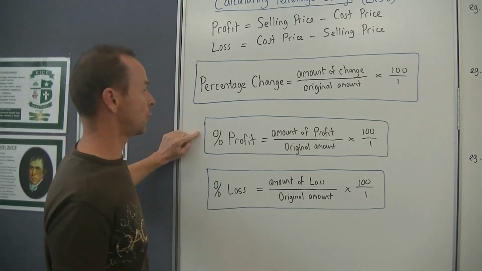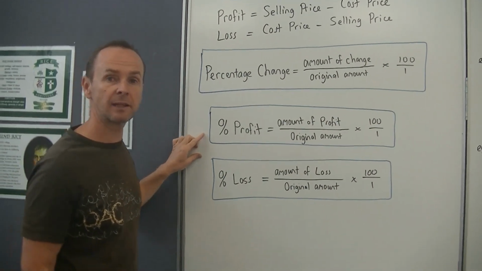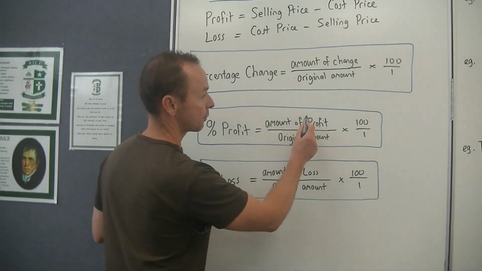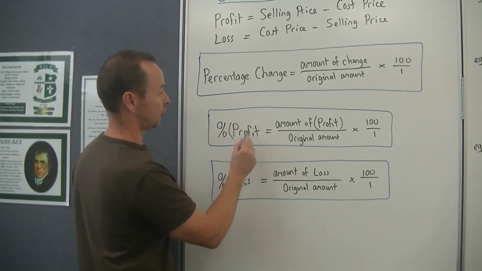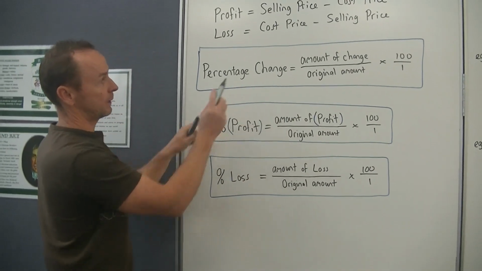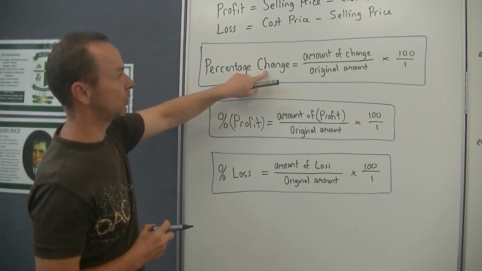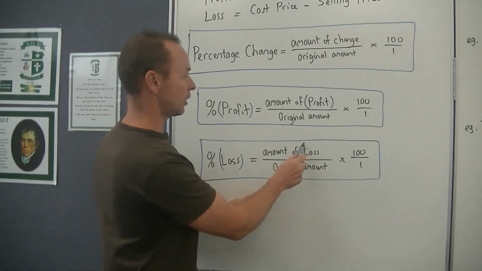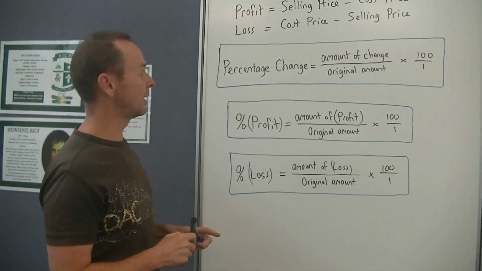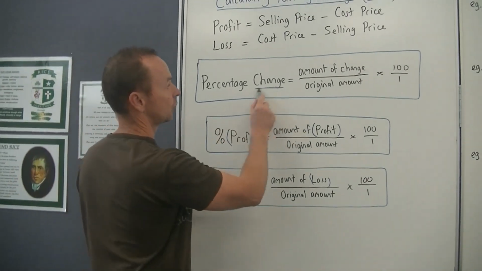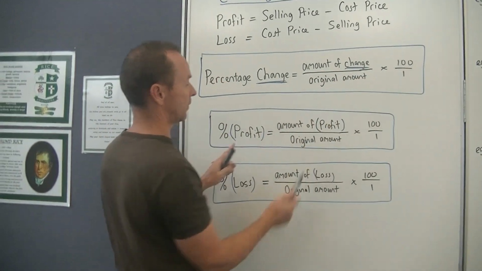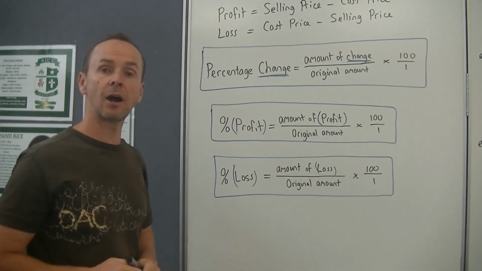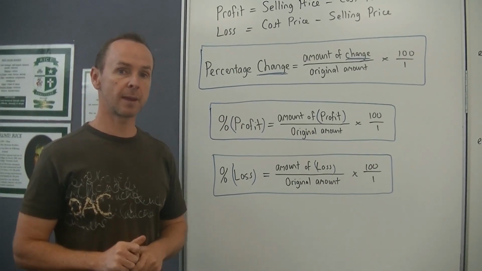So there's two other formulas down here, but they are exactly the same formula. You notice the only difference is this word. Profit has replaced the word change. And here, percentage loss is the amount of loss over the original amount. See that word there? So the word change has just been replaced by profit or loss. So these three equations are identical. They're all the same equations.